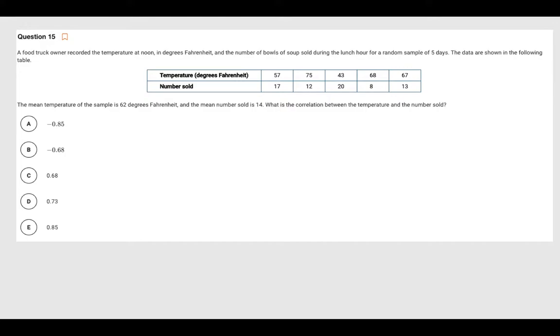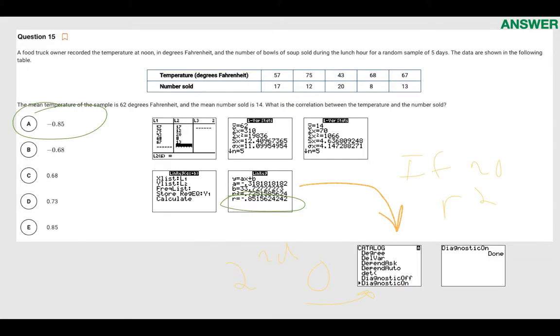Question 15 is about a food truck. They give you the mean temperature of 62 degrees Fahrenheit and the mean number sold, 14, to make sure that you entered these numbers into your calculator correctly. Once you put them in lists, you get the one variable statistics for L1 and L2. Notice that the average is 62 and 14, so my numbers are entered correctly.